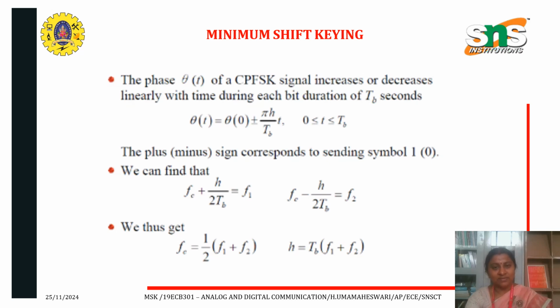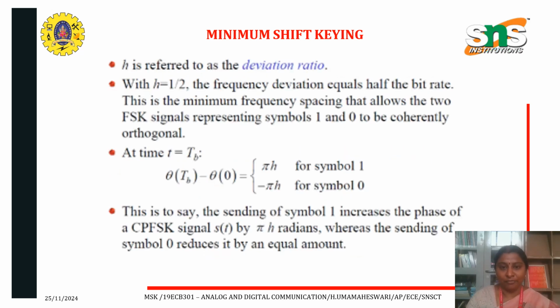We find that fc + h/(2Tb) equals f1, whereas if we use the minus sign, we call it f2. Thus we get fc = 1/2 (f1 + f2), and h = Tb (f1 − f2), where h is referred to as the deviation ratio. With h = 1/2, the frequency deviation equals half the bit rate. This is the minimum frequency spacing that allows the two FSK signals representing symbols 1 and 0 to be coherently orthogonal.